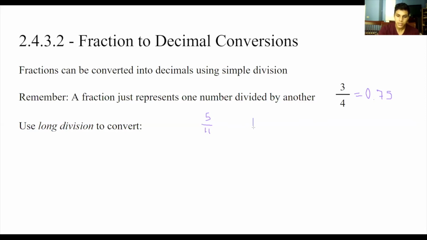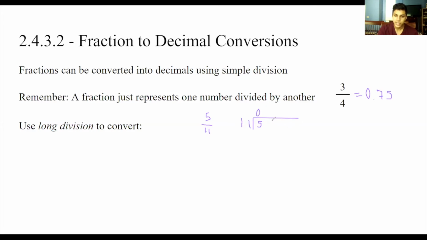I'm going to set up my long division question. So first I make my box. On the inside, I'm going to put 5, because 5 is being divided by 11. And on the outside, I put 11. All right, so we're going to use the exact same strategy. 11 goes into 5 0 times. So I put 0 here, and there's nothing left at the end.